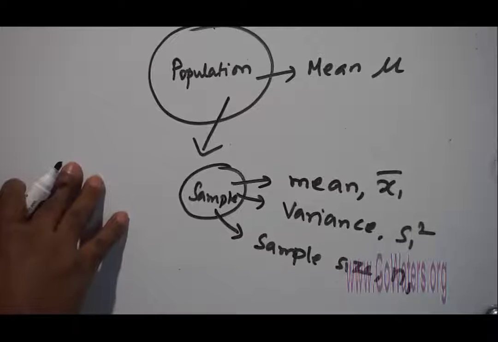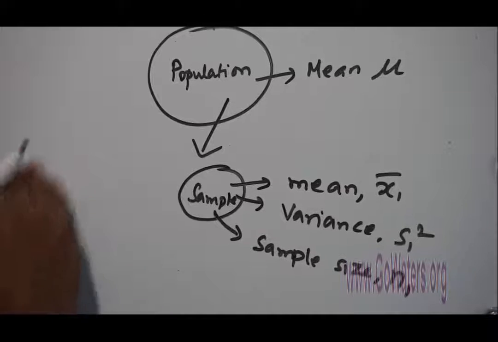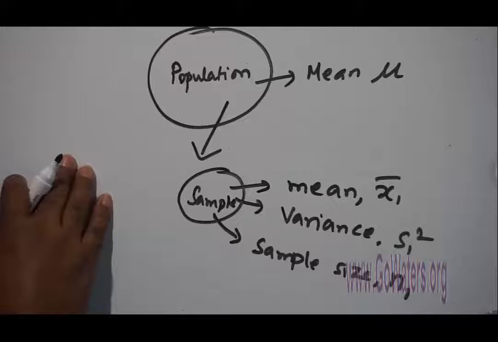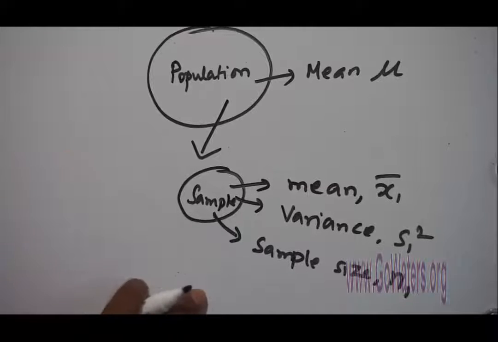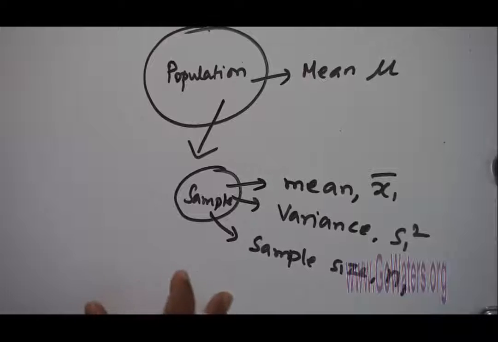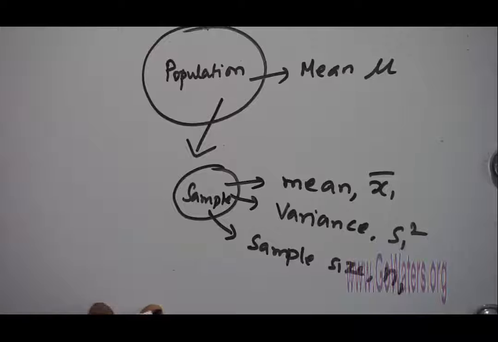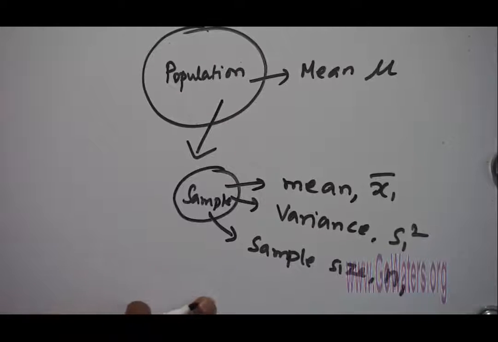In a real life situation, if you want to test a particular disease in an area, it's very difficult, and also it is an ethical issue that you can't go and test each and every individual available there. So you have to choose a sample, and from the sample, you have to decide whether the population has that particular disease or not. So that's why the sample is very, very important.